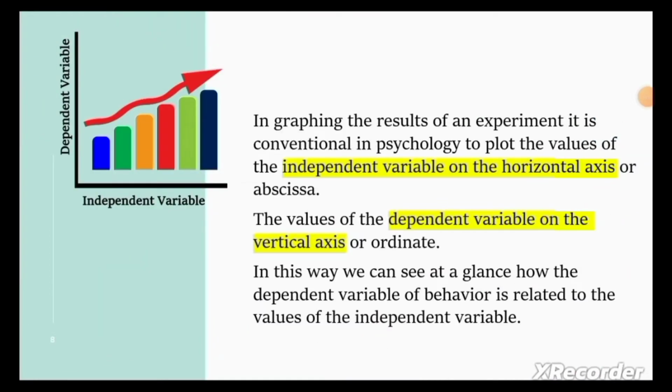In graphing the results of an experiment, it is conventional in psychology to plot the values of the independent variable on the horizontal axis or the abscissa, the values of the dependent variable on the vertical axis or ordinate. In this way, we can see at a glance how the dependent variable of a behavior is related to the values of the independent variable.